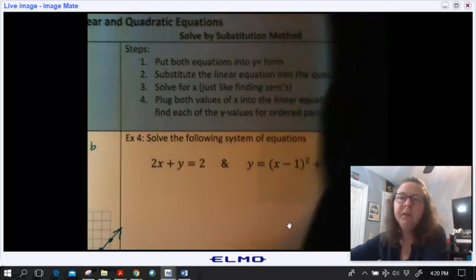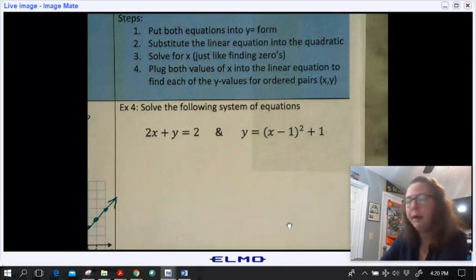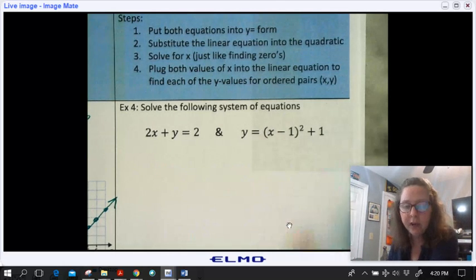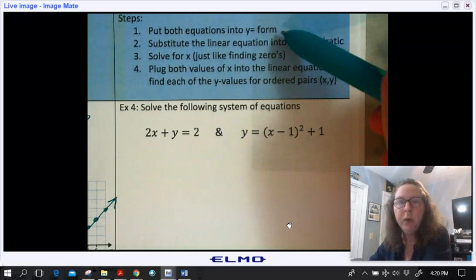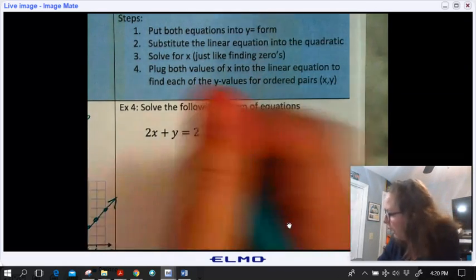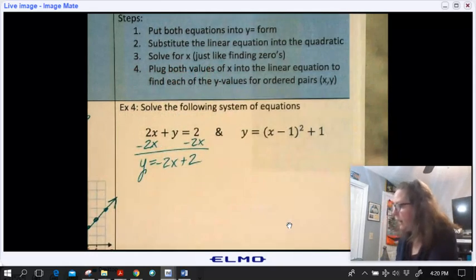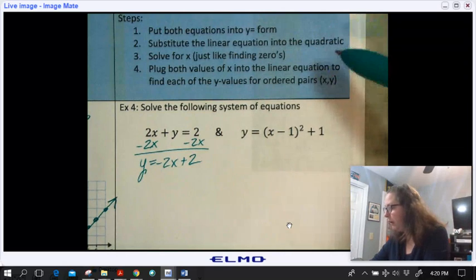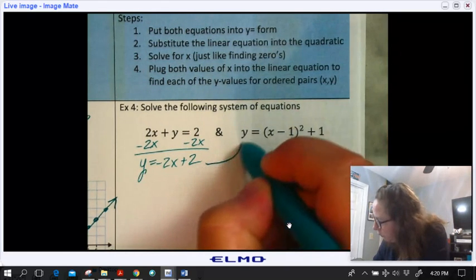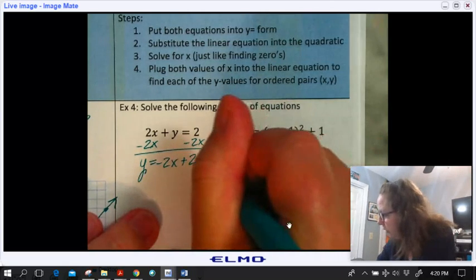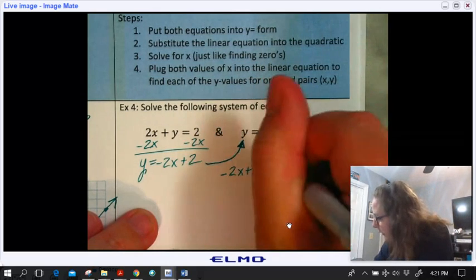We're going to solve this using the substitution method, okay, which we did back with systems of linear equations. But now let's go ahead and do it when we have a linear and a quadratic, and it works the same way. So the first thing I need to do is put both of my equations in y equals form. So let's go ahead and solve this for y equals. So subtract your two x's. Okay. And now I'm going to substitute the linear equation into the quadratic. So this equals y and this equals y. So instead of y, I'm going to replace it with my linear function. Negative 2x plus 2 is going to equal this here.